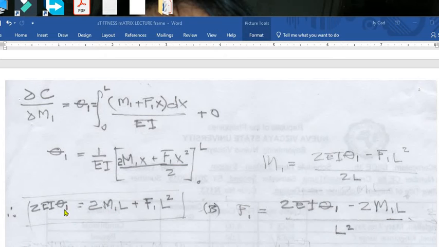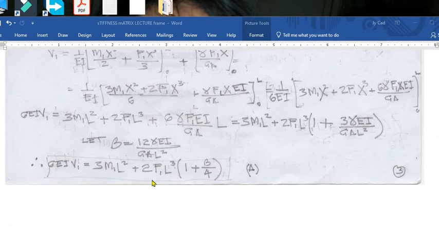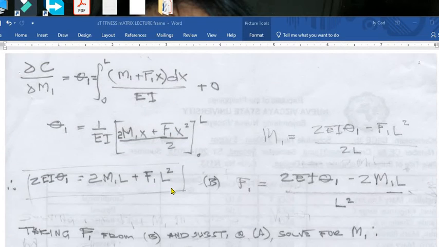Okay? So, 2ei theta 1, si f1l squared, ilipat natin sa kabila. Kaya siya naging negative dito. And then, divided by 2l. And then, notice that in this equation, ang naiwan na lang sa right term is m1 tsaka si f1. And then, ganon din dito sa equation A, meron pa rin si m1 tsaka si f1. Now, going back here, this is now equation B, 2ei theta 1.